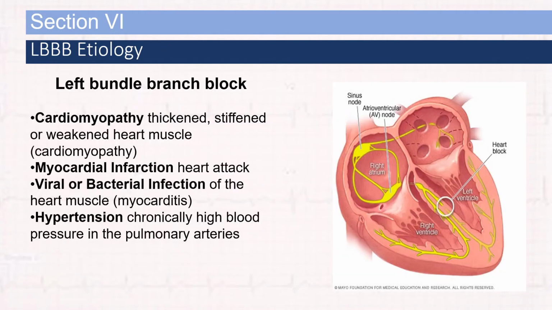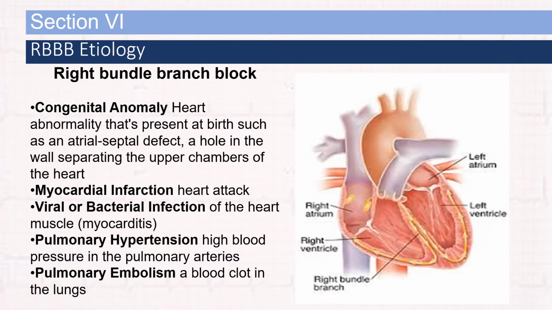In a left bundle branch block, there's a delay in conduction on the left bundle just down from the bundle of His. This may be caused by cardiomyopathy, myocardial infarct, viral or bacterial infection of the heart, or chronic hypertension. The right bundle branch block is a delay in the conduction system of the right bundle, also just down from the bundle of His. This could be caused by a congenital anomaly, myocardial infarct, viral or bacterial infection, pulmonary hypertension, or a pulmonary embolism.